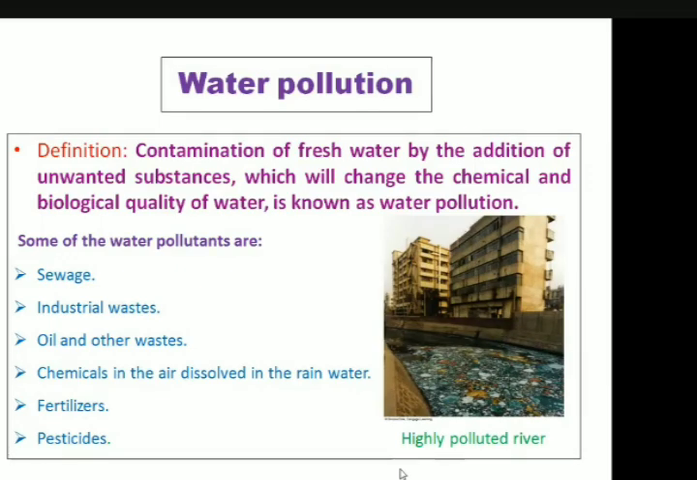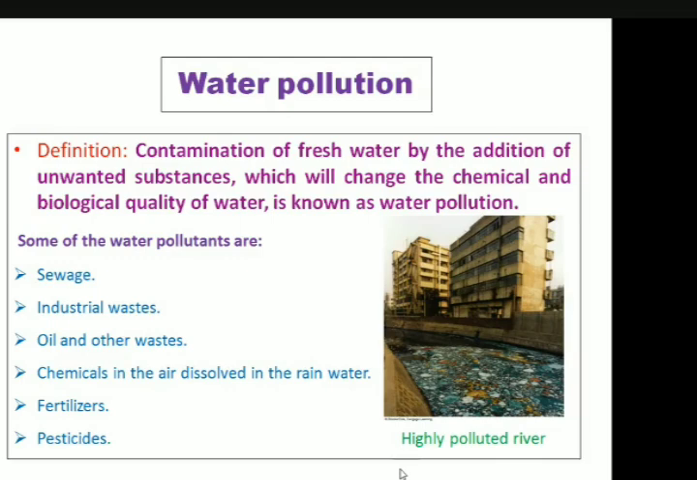In this slide, you can see a highly polluted river. That river is dumped with garbage and other trash, so it's a highly contaminated river, and a lot of toxic things are present in the river water. This will lead to water pollution. When people drink this contaminated water, it can lead to different health problems in human beings. There are different sources for this water pollution.